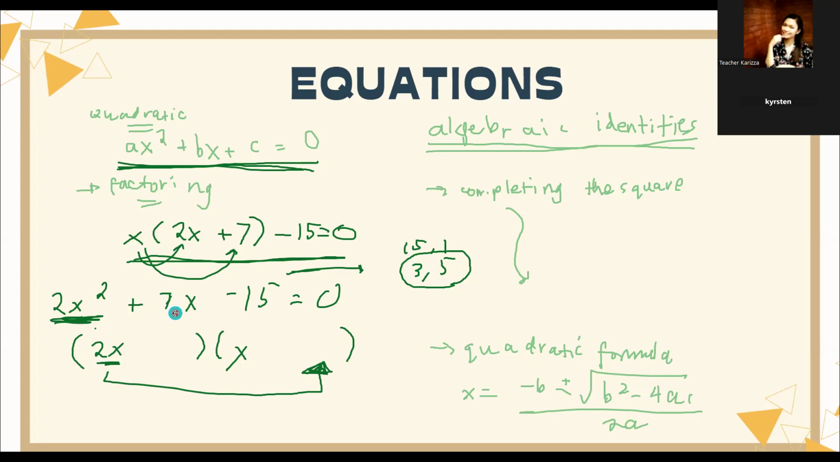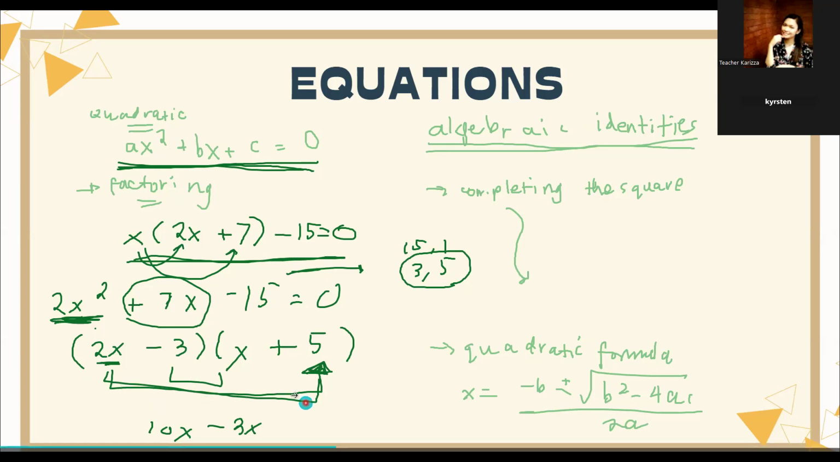Nasundan yung logic so far? Yes po. Diba? So we want a positive 10. So I'm gonna make this plus 5. And then we want a minus 3. Kasi pag minultiply mo to, this would be 10x. Then this is minus 3x, which would be 7x. And then negative 3 times 5 is of course negative 15. Tama na, diba? Opo.